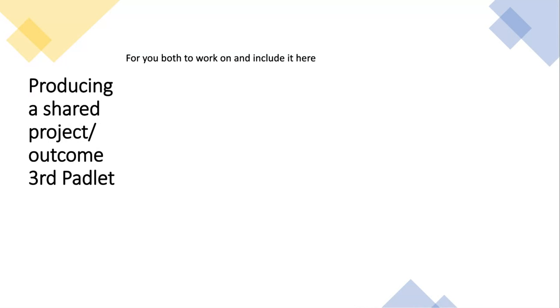Then for the second Padlet, the learning together phase, you're going to put in this slide what reading or lecture you're going to have your students read or watch, and preferably for each of the Padlets, you are going to add the web address. And then producing a shared project or outcome, which would be the third Padlet, where the students work together in mixed international teams.